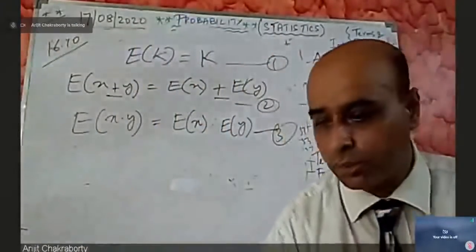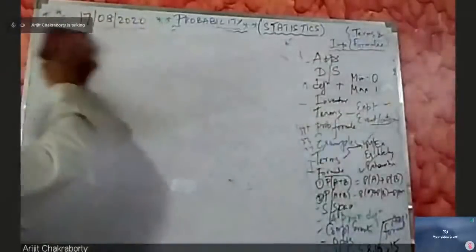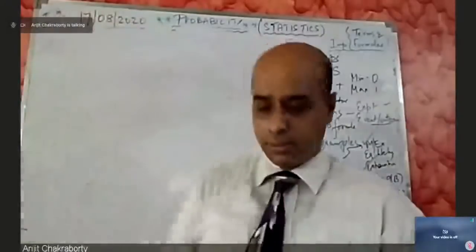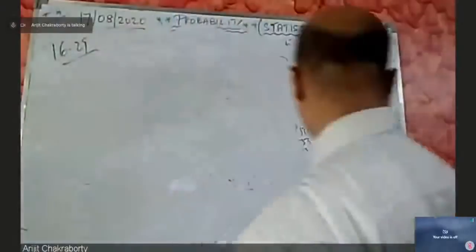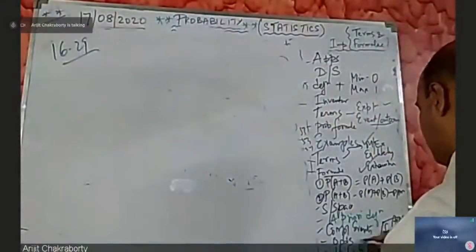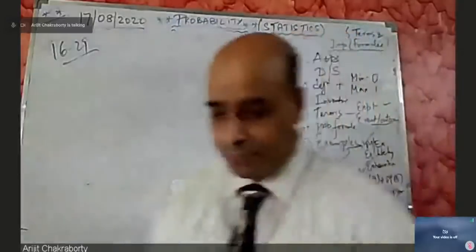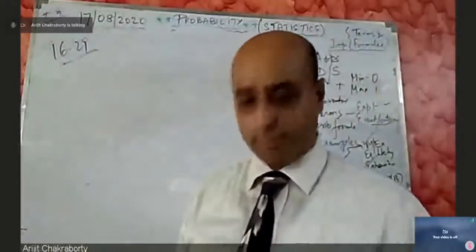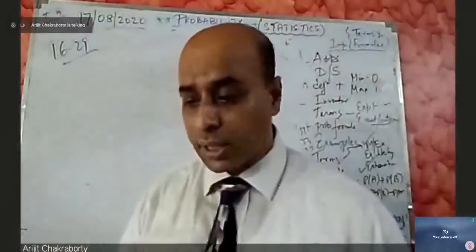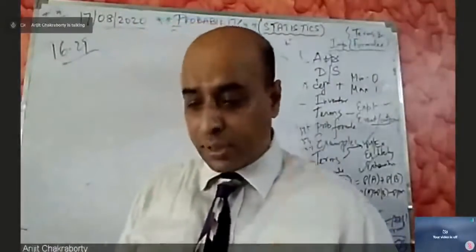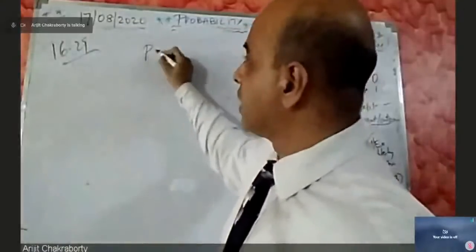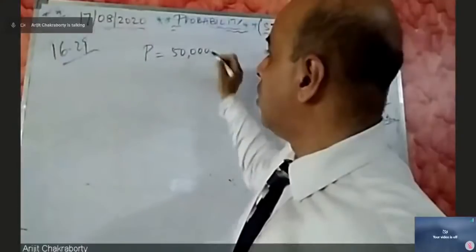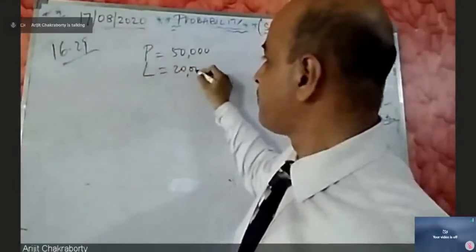Let's take 16.29, and then we will take the questions from the exercise. So I am taking the last example for explaining 16.29. There are lovely examples so that you can work out and understand. In a business venture, a man can make a profit of 50,000 or incur a loss of 20,000. So either you can get a profit of 50,000 or a loss of 20,000.